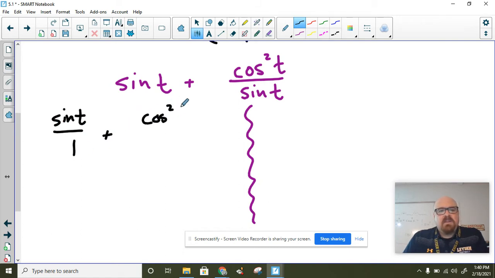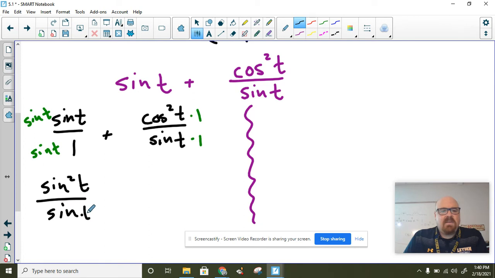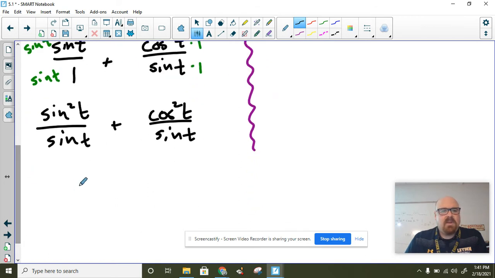I'm not going to touch this fraction over here, but I am going to simplify this by combining these. And that gets accomplished by getting a common denominator. So I'm multiplying by sine t on the top and bottom here. And if you want, you can think of multiplying this by 1 over 1, because that's how we get that common denominator, right? And we end up with sine squared t over sine t plus cosine squared t over sine t. Now we have our common denominator.